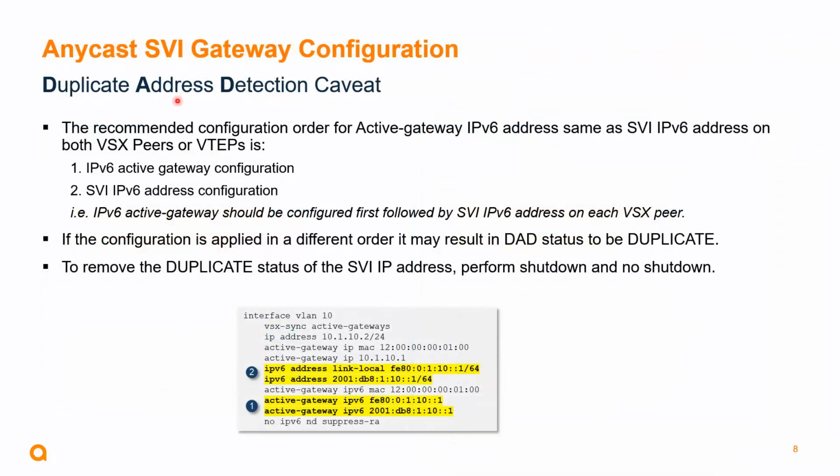I touched on duplicate address detection. We recommend the configuration order being first configuring the IPv6 active gateway, and then configuring the SVI IPv6 address. This would prevent any duplicate address from appearing on the network. If it happens that you do it the reverse way, there is no problem, but please perform a shut and no shut of the interface.